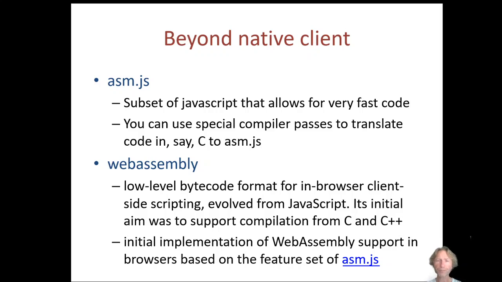Very attractive, allows you to do all sorts of cool things that would be difficult with the performance of interpreted scripts or so. And WebAssembly is a low-level bytecode format that allows you to do this efficient in-browser code execution. Okay? And its initial implementation was based on the feature set of ASM.js, and it has, similarly, this attractive property that you can support compilation from C and C++. That was the original aim there. Okay. Now, I don't want to say too much about WebAssembly. Maybe we'll talk about that in other lectures.